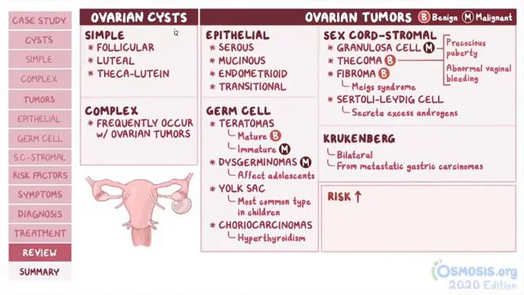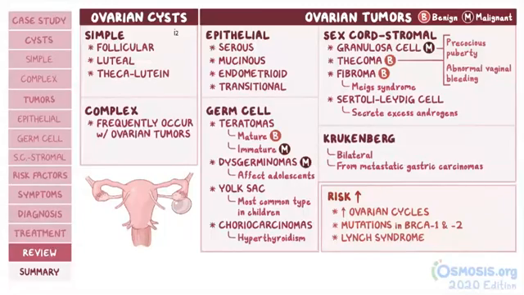Now, risk of ovarian tumors increases with the number of ovulation cycles. Mutations in the BRCA1 and 2 gene and Lynch syndrome are also associated with an increased risk of developing ovarian tumors.